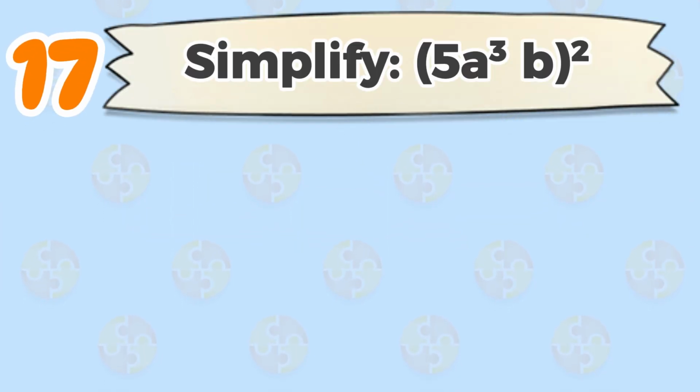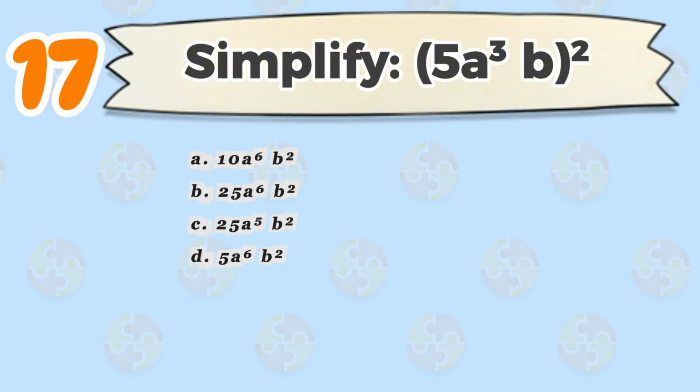Question number 17. Simplify the quantity 5a cubed b, all raised to the second power. The choices are A. 10a to the sixth power b squared, B. 25a to the sixth power b squared, C. 25a to the fifth power b squared, D. 5a to the sixth power b squared.